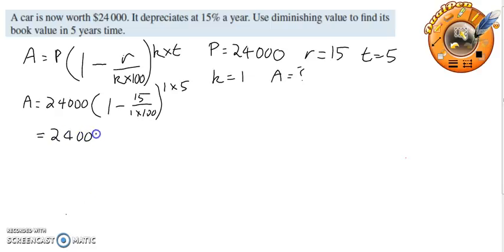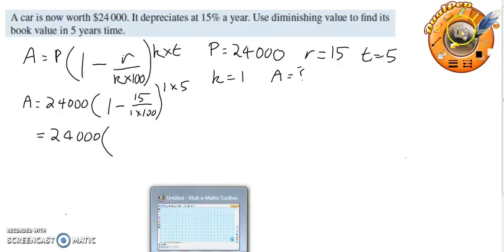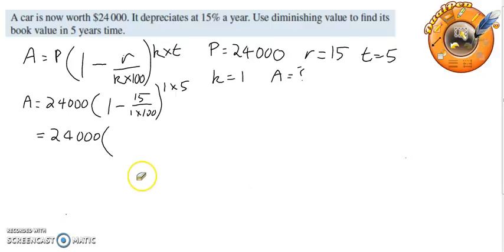Really, I don't know why I wrote that again, because we can put this straight into our calculator. And what you should end up getting is your amount equals $10,648.93.